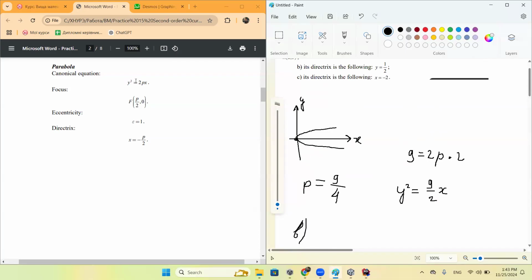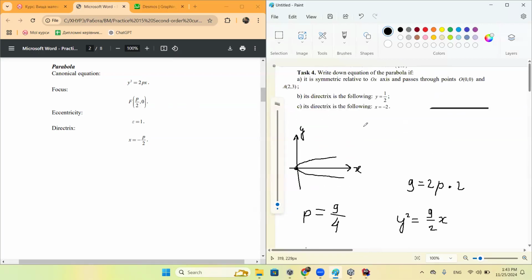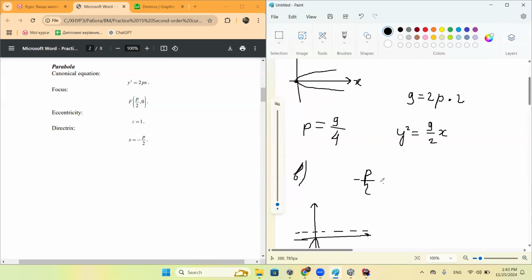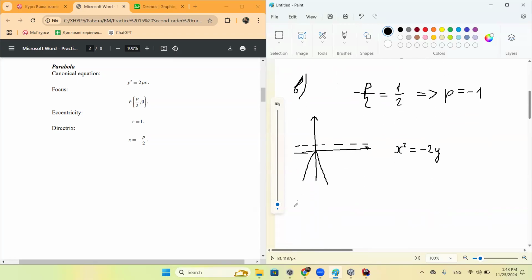So we just swap y and x places. Minus p by 2. So in our case, we just swap x with y. Minus p by 2 equals 1 in power of 2, oh, 1 by 2. So it means that p equals minus 1. Then x in power of 2 equals minus 2y. And that's it. So the canonical equation of the parabola.